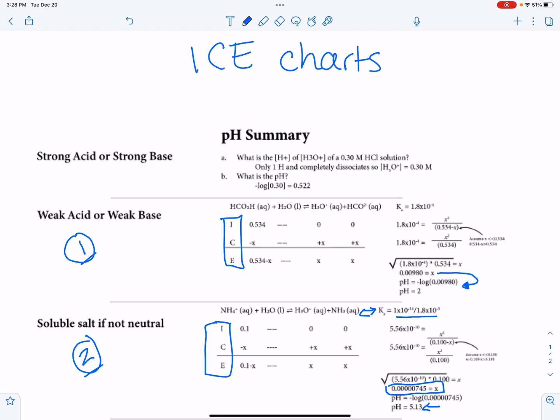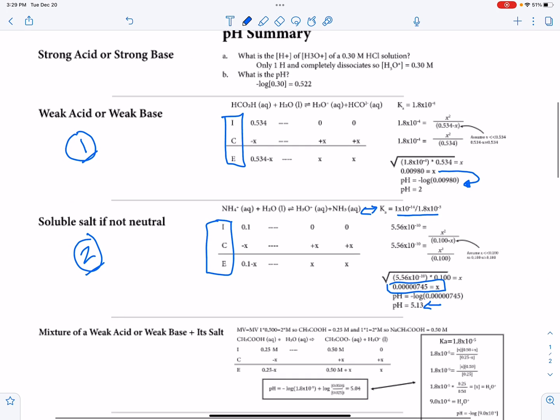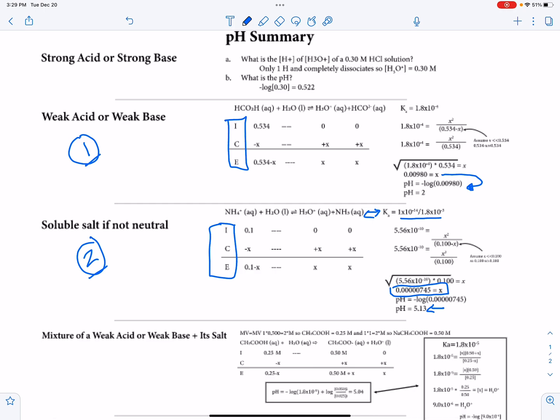So again, this week, weak acid, figuring out pH. Next week, soluble salt, pH. Then we're going to move into mixtures of weak acids and their salts. And you're going to find out a shortcut to help you bypass some of this math that only works in this mixture situation. So that's your third scenario for the second part of next week.